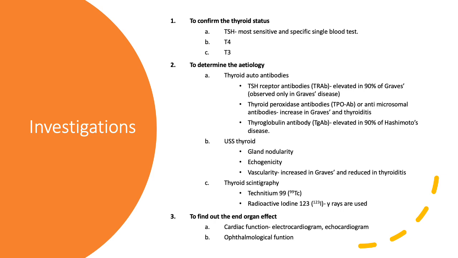In radioactive iodine scanning, the gamma rays of iodine 123 are used. You can note that iodine 123 is used for investigating purposes and the gamma rays are used. When it comes to treatment with radioactive iodine, iodine 131 is used with beta rays. After the confirmation of thyrotoxicosis and the etiology, the end organ effects are assessed with cardiac and ophthalmological function.